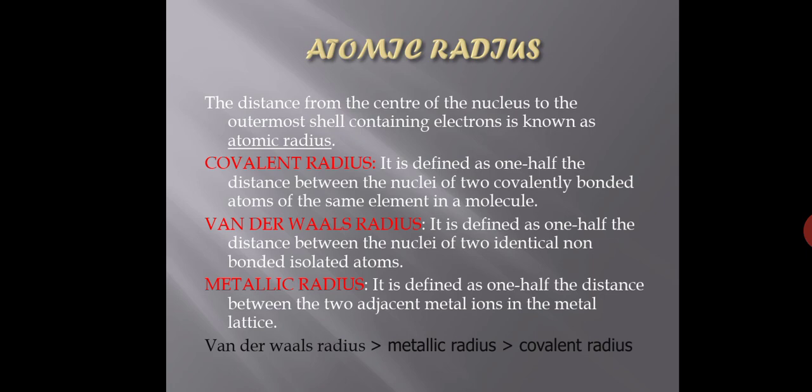K-E-R-N-E-L-S. Kernels. What are kernels? See, in a metallic lattice, lattice means what? Structure. That is called metallic lattice. We use the term lattice. Lattice means a definite structure, a particular structure which has got a definite shape.